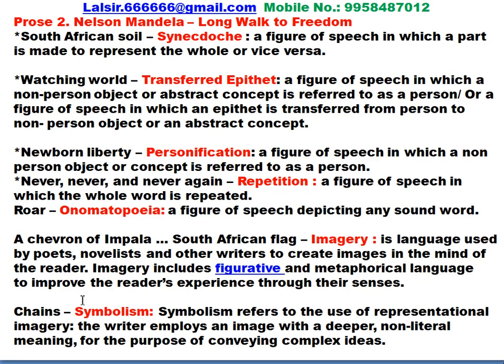Now, talking about the next literary device here, we have chains. This is symbolism. A symbol is used: chains. For the slavery, we are talking about the history of slavery in South Africa, that is oppression, apartheid, etc. And here chains symbolize the same thing. So, symbolism. What is symbolism? Symbolism refers to the use of representational imagery. The writer employs an image with a deeper, non-literal meaning for the purpose of conveying complex ideas.